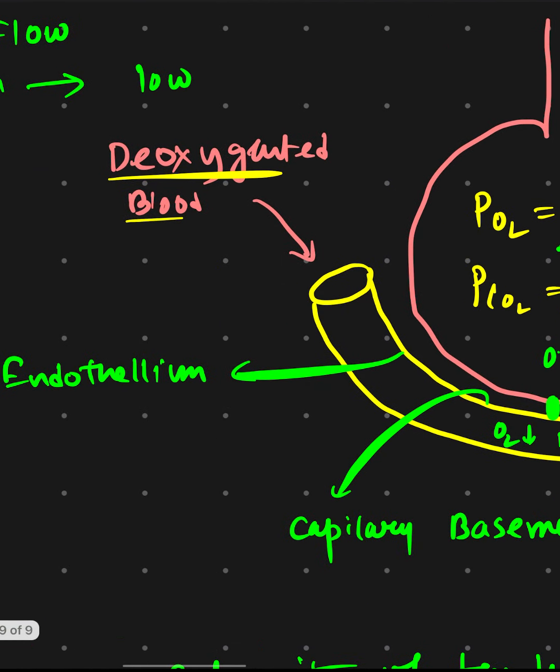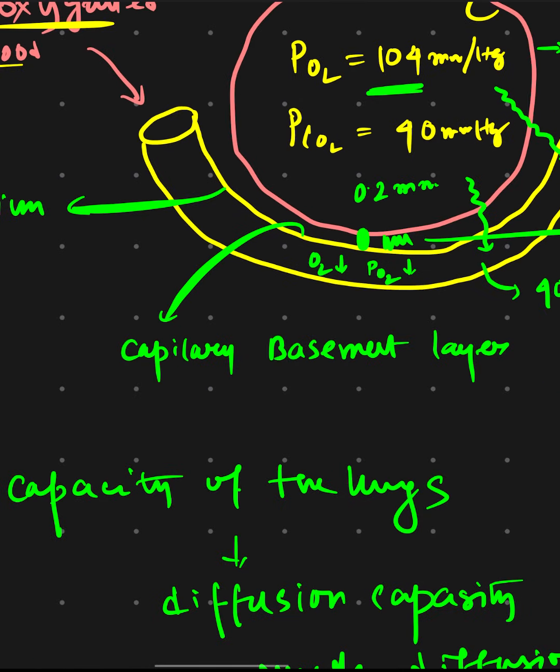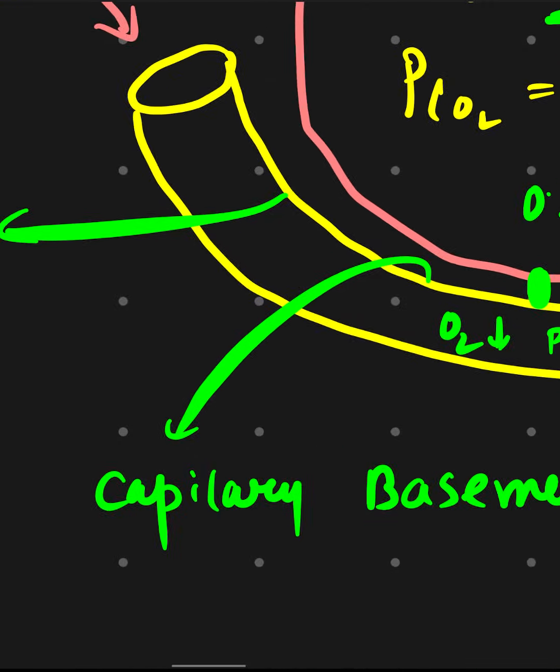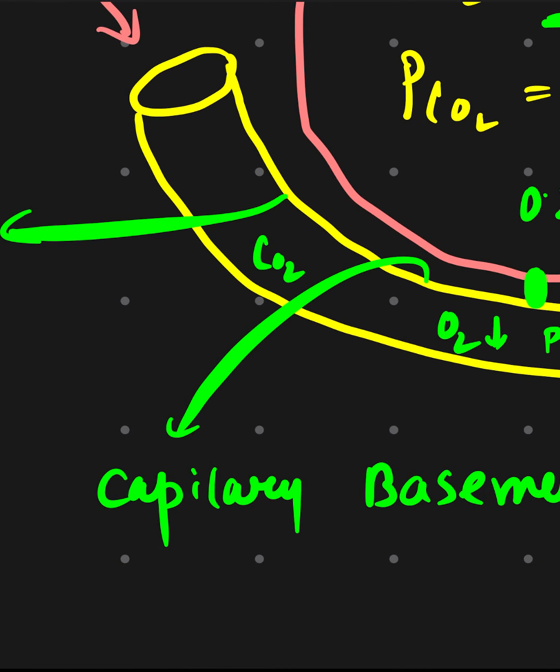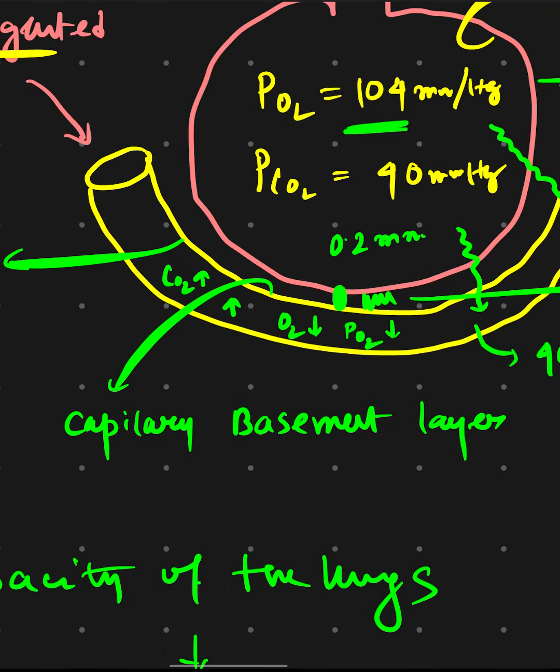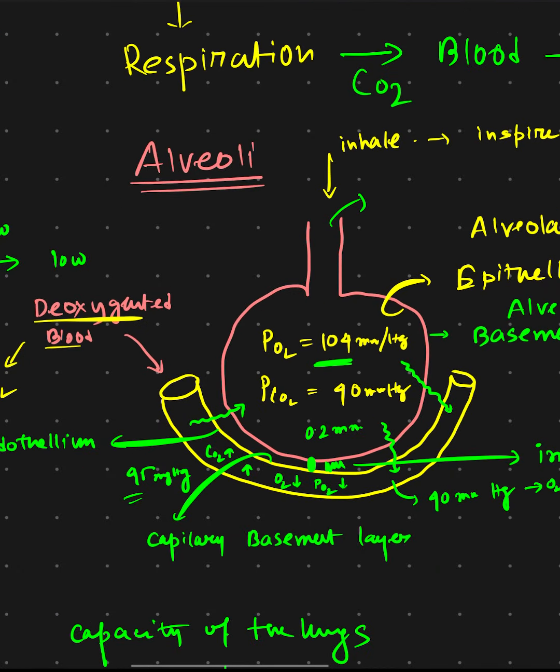As the blood is deoxygenated blood, it naturally contains a high amount of carbon dioxide, so the partial pressure of carbon dioxide inside the blood capillary will be higher than in the alveoli, and it is around 45 mmHg. Okay, now what happens? The carbon dioxide flows from the blood capillaries to the alveoli, and from there it is exhaled out.